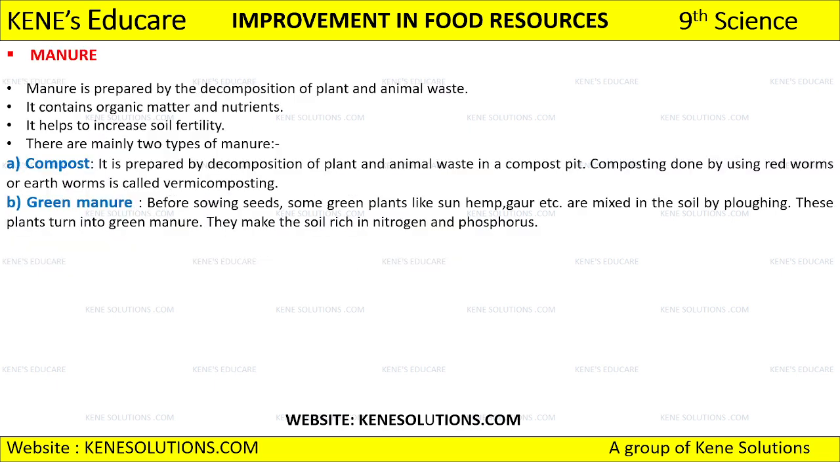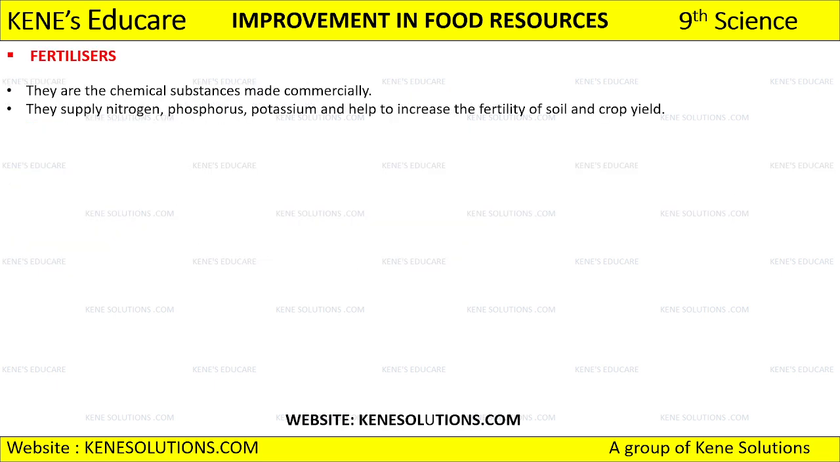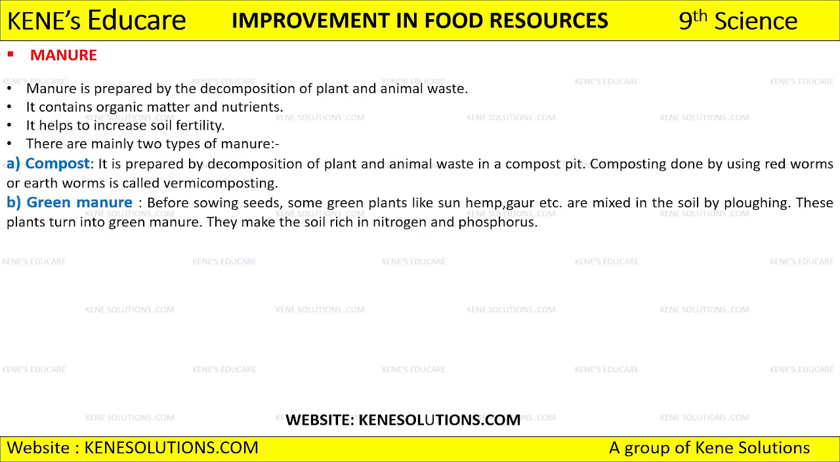Okay, so after this, the next thing that we have is about manure. So let's discuss about manure quickly. Now, how exactly has this manure been prepared? You can even prepare this manure. Manure is prepared by decomposition of plant and animal waste, and it is an organic matter and nutrient.